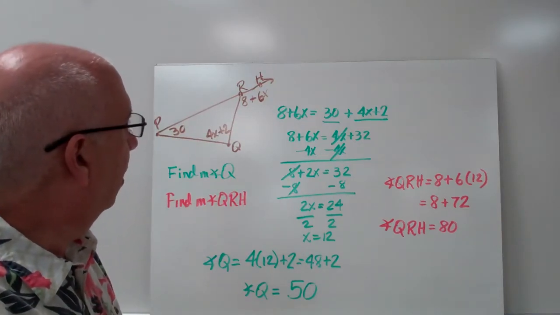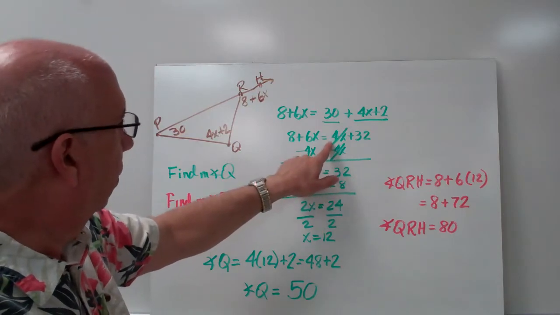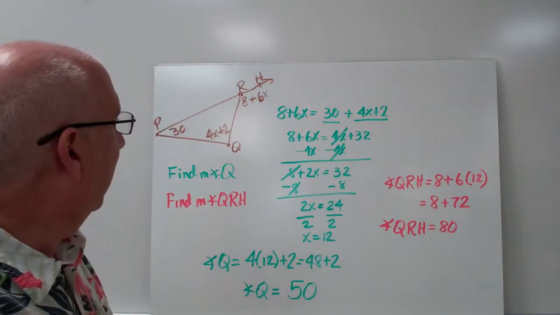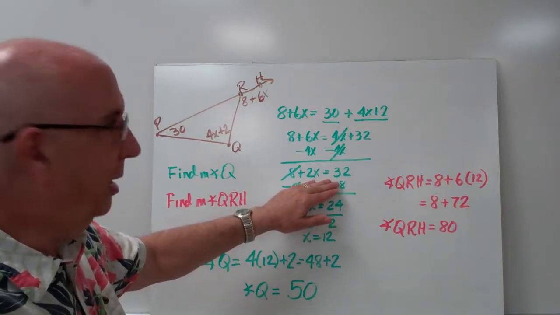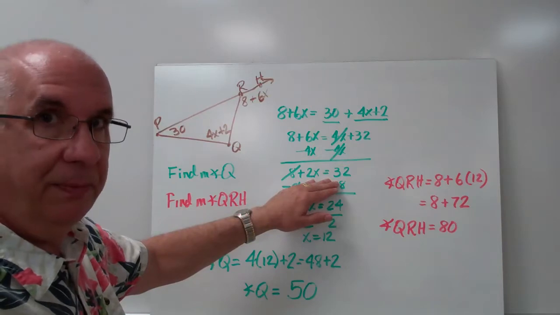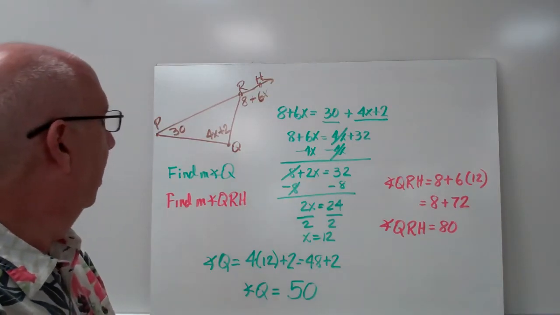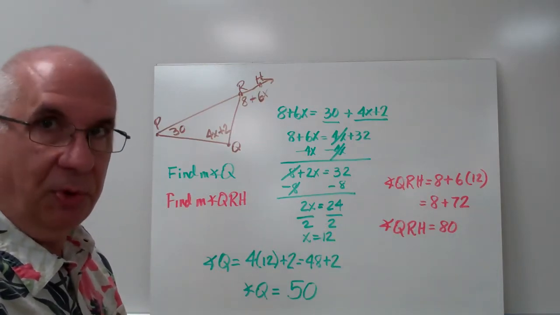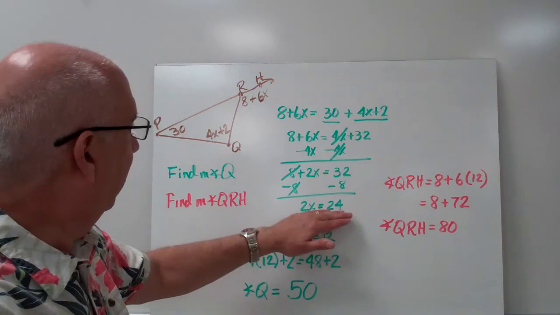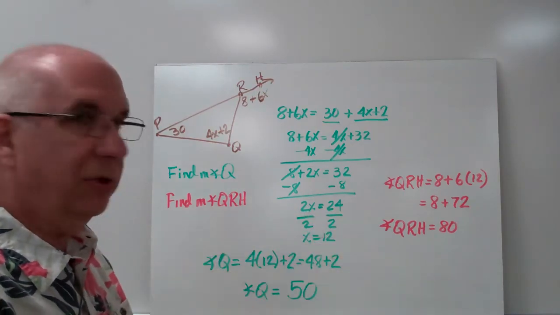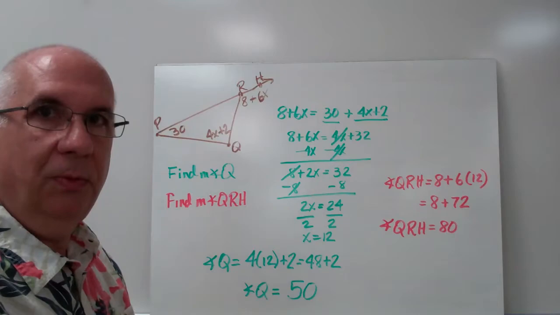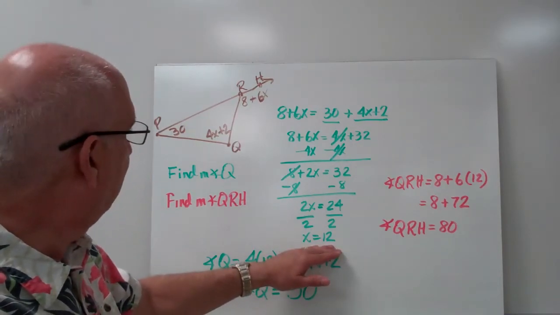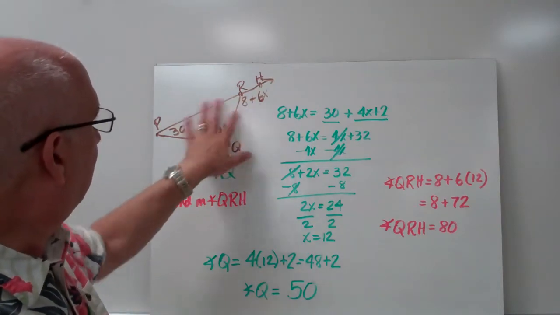We need to combine like terms, so I subtract 4x from both sides. Simplify, leaves me with 8 plus 2x is equal to 32. Combine like terms again. I've got to move the 8 from the left to the right side, so I do the opposite, which is subtract, which leaves me with 2x is equal to 24. To find x, again we do the opposite, so we divide by 2, which leaves us with x is equal to 12. So x is equal to 12 up here.